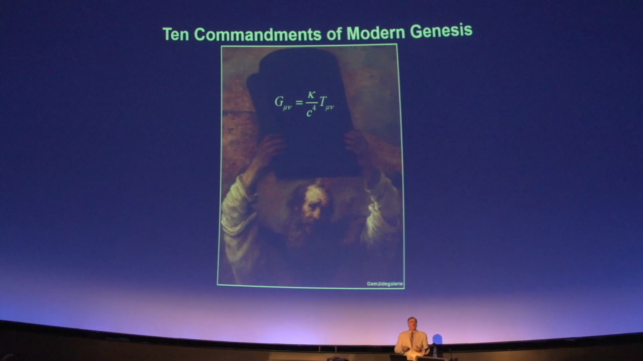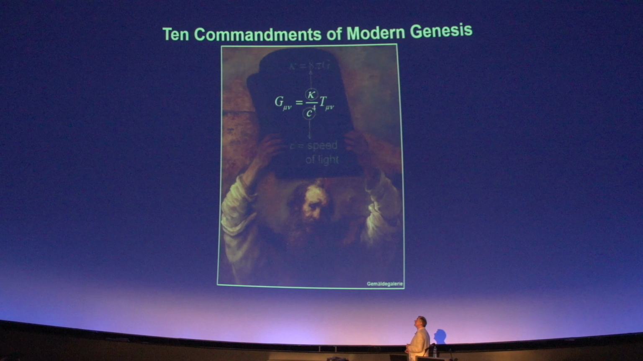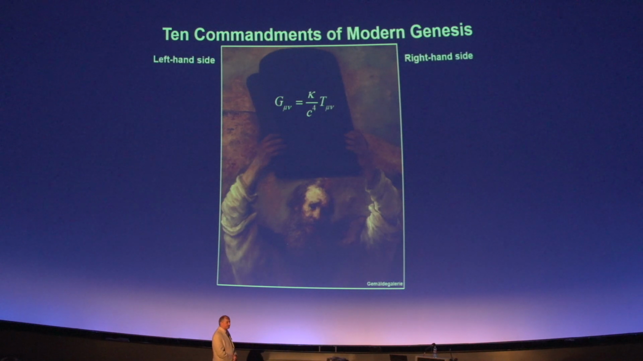And these are the 10 Commandments, on which we base our understanding of the origin of the universe. So let me say a little bit about these equations and describe what these things mean. Kappa is 8 pi times G. G is Newton's gravitational constant, and c is the speed of light. Now, the only crucial thing that I'd like you to understand about this equation is that it has a left-hand side and a right-hand side.